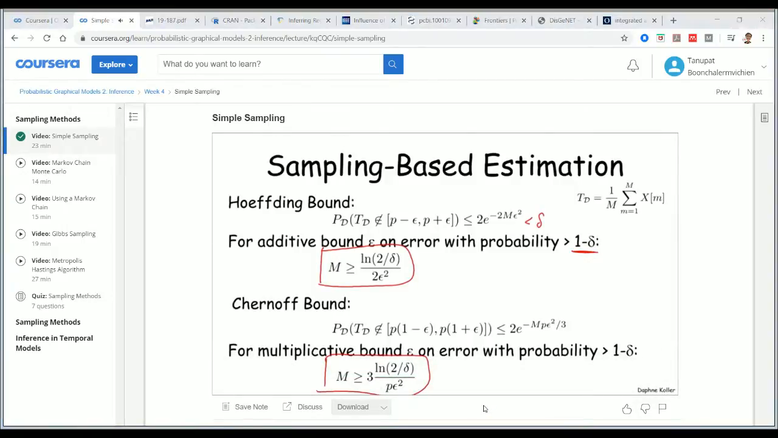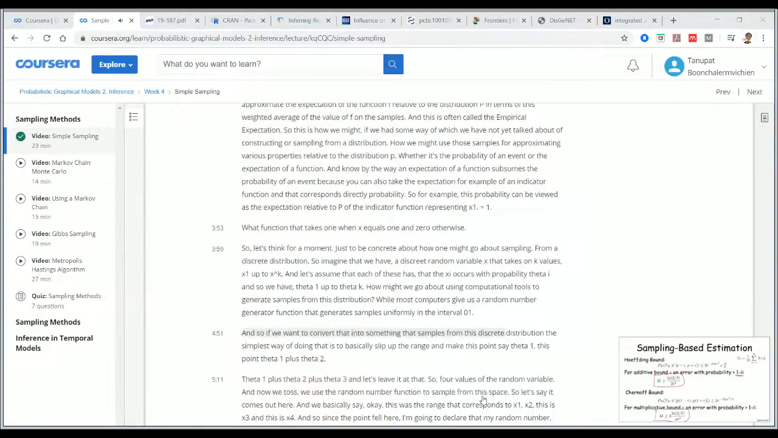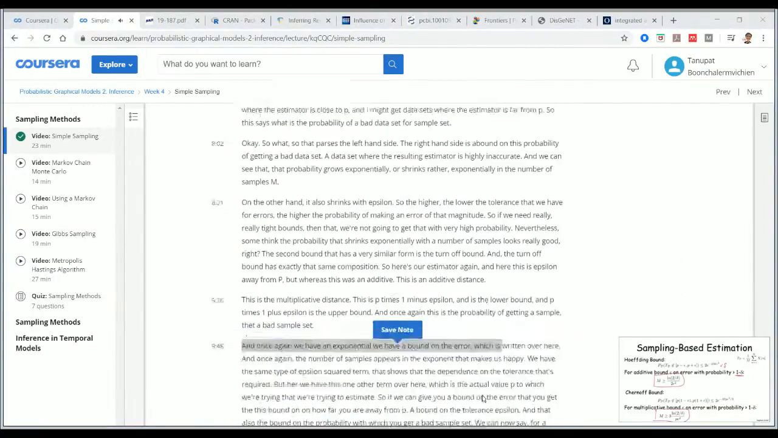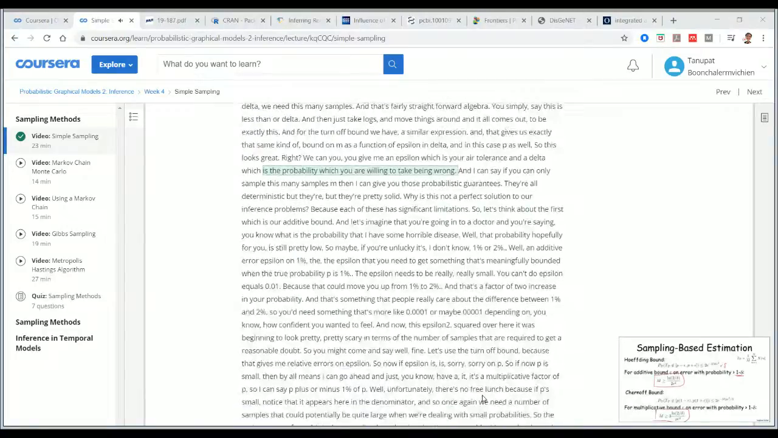So this looks great, right? You can give me an epsilon, which is your error tolerance, and a delta, which is the probability with which you're willing to take being wrong. And I can say, if you can only sample this many samples m, then I can give you those probabilistic guarantees. They're not deterministic, but they're pretty solid. Why is this not a perfect solution to our inference problems? Because each of these has significant limitations.